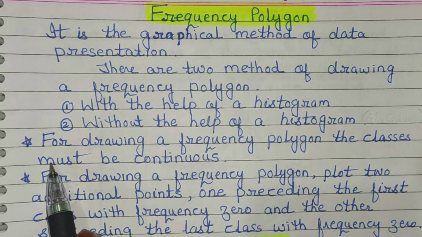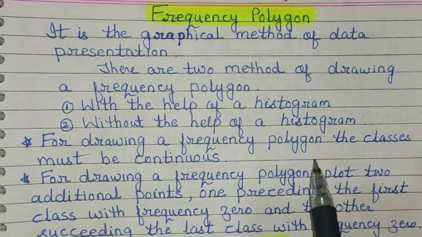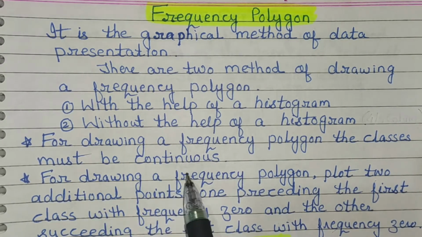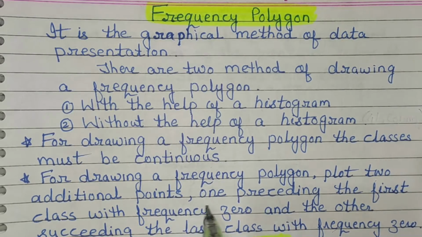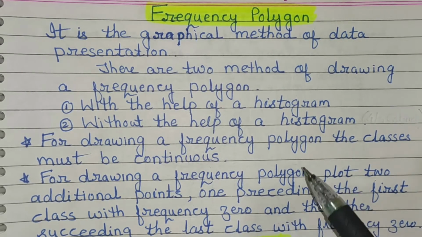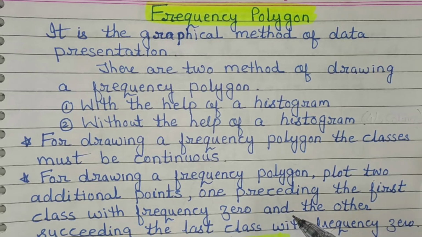Now some important points are, first one is, for drawing a frequency polygon the classes must be continuous, and next one is, for drawing a frequency polygon plot two additional points, one preceding the first class with frequency 0 and the other succeeding the last class with frequency 0. Now these 2 points are very important.